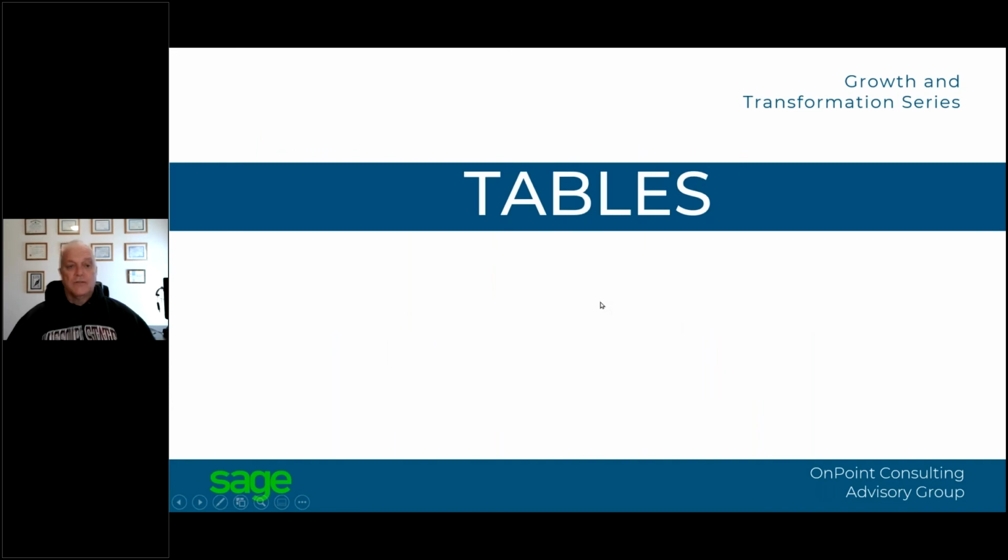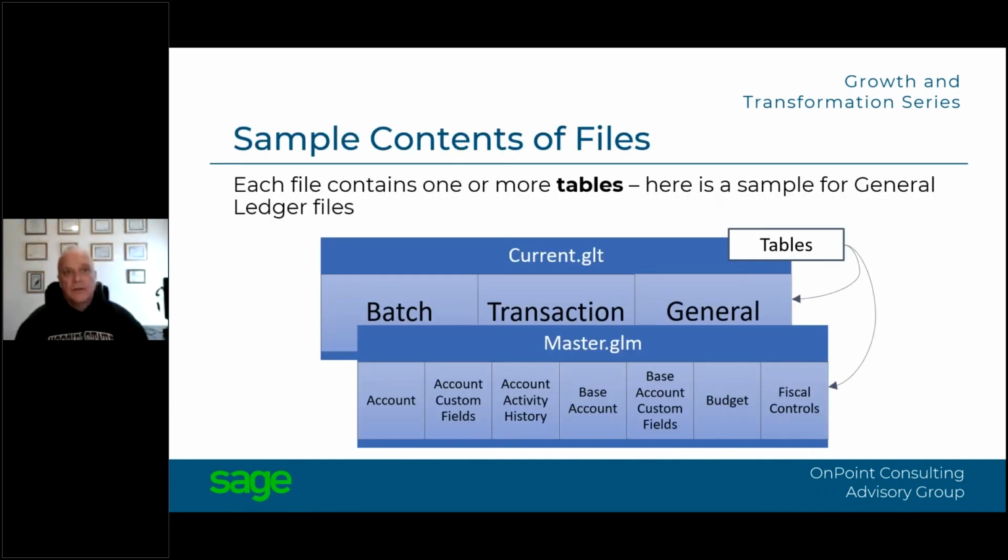Okay, tables. We're gonna shift gears here a little bit. Each of your files contains at least one table. Think of a table as an Excel spreadsheet. This is an example for general ledger, okay? There's a batch and there's a transaction and there's a general table. These are tables in that file, right?